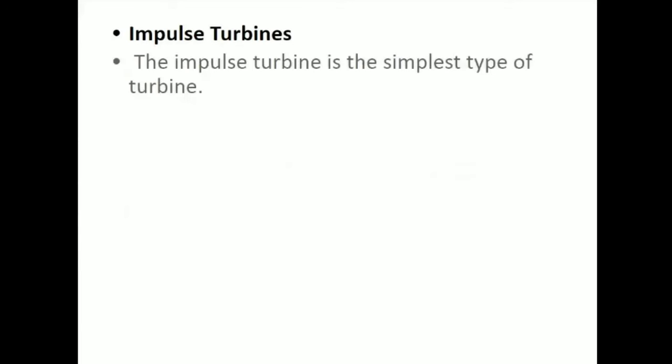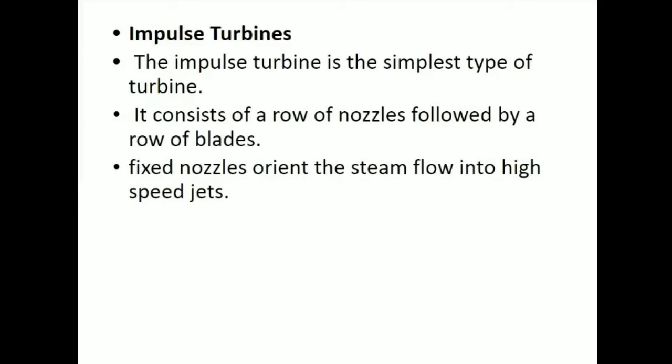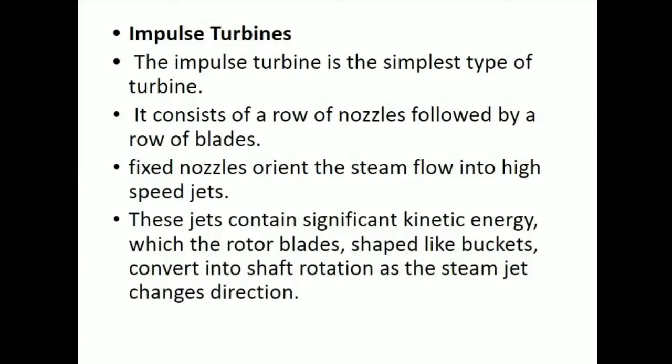Impulse turbines. The impulse turbine is the simplest type of turbine. It consists of a row of nozzles followed by a row of blades. Fixed nozzles orient the steam flow into higher speed jets. These jets contain significant kinetic energy, which the rotor blades, shaped like buckets, convert into shaft rotation as the steam jet changes direction.